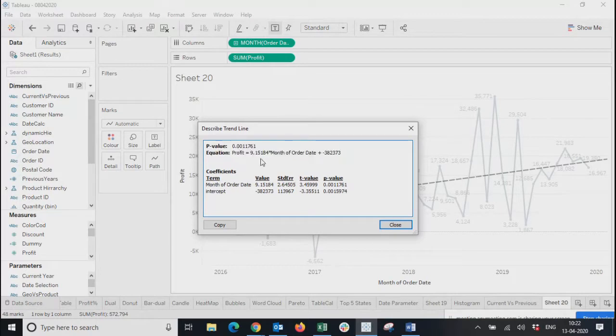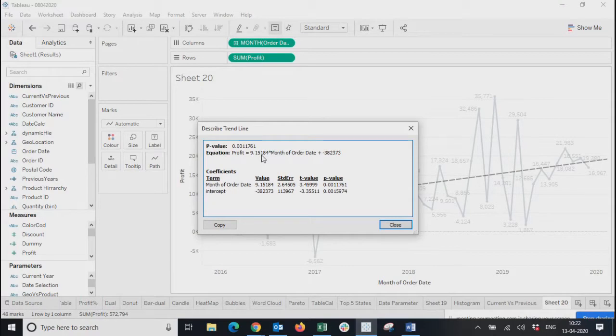This is also in the same format, because on the y-axis I have profit, that's why profit is equal to. Then on the x-axis we have month of order date, so y is equal to mx, m into x. So m is 9.15, x is month of order date, plus c, which is minus 382373. So this equation is following the same pattern, y is equal to mx plus c. Is this equation making sense or not? Yes.